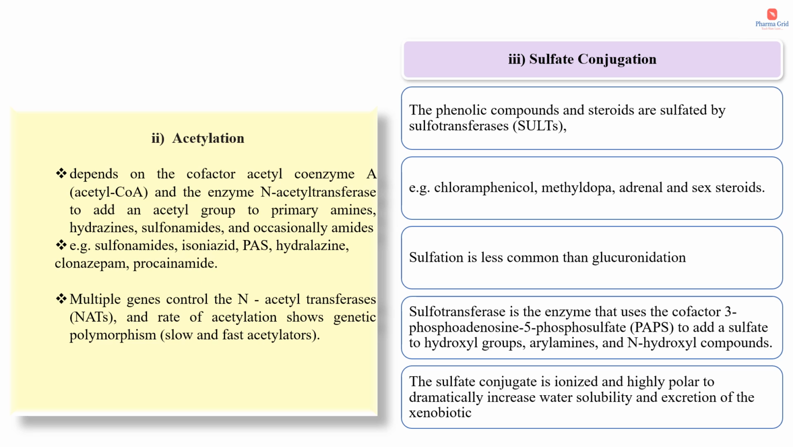Then the next phase 2 reaction is sulfate conjugation. The phenolic compounds and steroids are sulfated by sulfotransferases. Examples include chloramphenicol, methyl dopa, adrenal and sex steroids. Sulfation is less common than glucuronidation. Sulfotransferase is the enzyme that uses the cofactor 3-phosphoadenosine 5-phosphosulfate to add a sulfate to hydroxyl groups, arylamines and N-hydroxyl compounds. The sulfate conjugate is ionized and highly polar to dramatically increase water solubility and excretion of the xenobiotic.